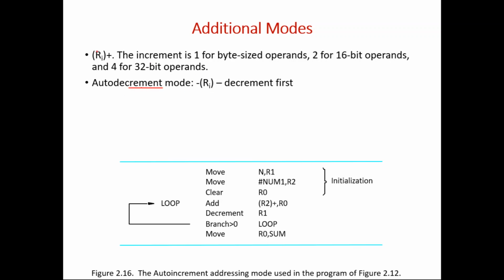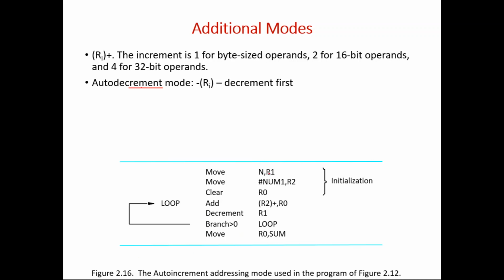Here also, if you put this plus before, then it will perform the increment first and then perform the operation. If you put the minus at the other end, it will become post decrement. It will first perform the operation and then decrement. So here is a simple program which uses the auto increment.